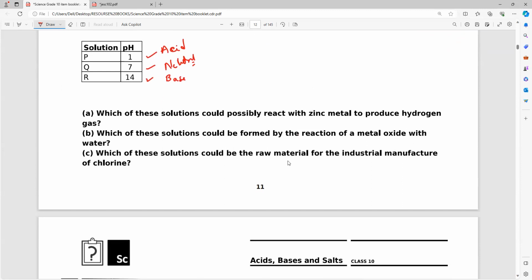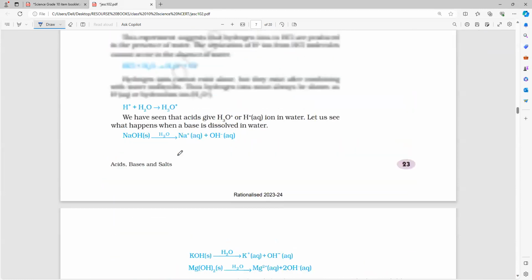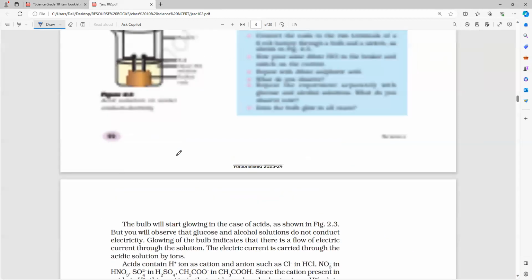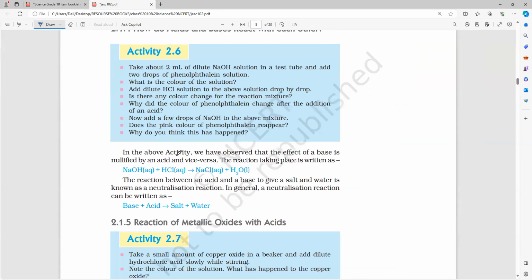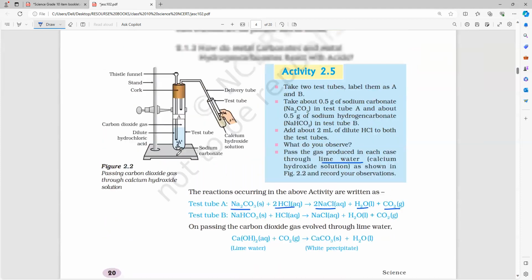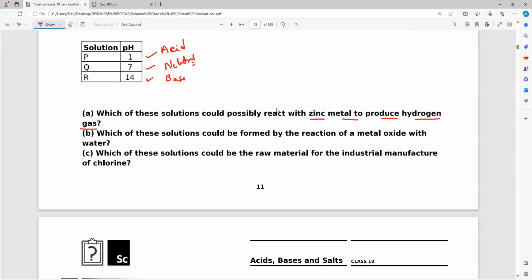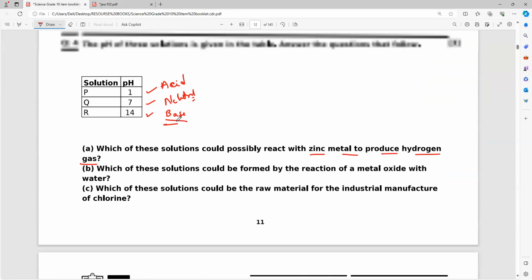Now, which of these solutions could possibly react with a zinc metal to produce hydrogen gas? Everyone? Hydrogen gas. Yes, P and R. So just verify in the book. I will show you. So many of you are saying the same, that's what I'm always expecting. You can see NaOH reacting with Zn, it is producing hydrogen gas. So 14 is correct. 14 means it's a base.